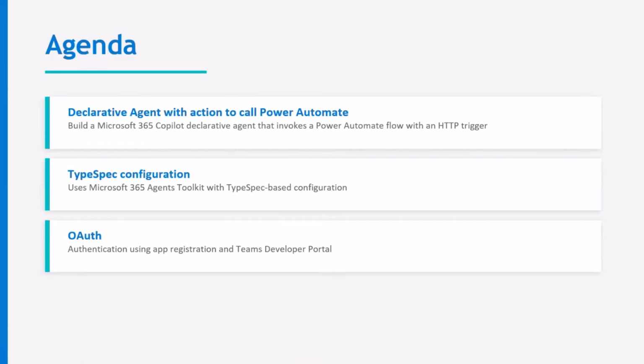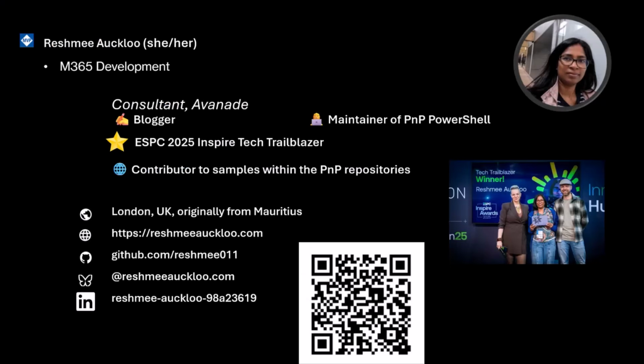So the agenda today is very simple: just a simple solution architecture. Because I've used TypeSpec to build the solution, we'll go for a brief overview of what it is and what it means. And I'm using OAuth, ensuring only authenticated users can call the Power Automate flow.